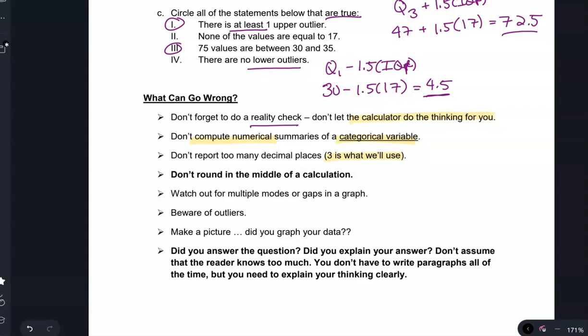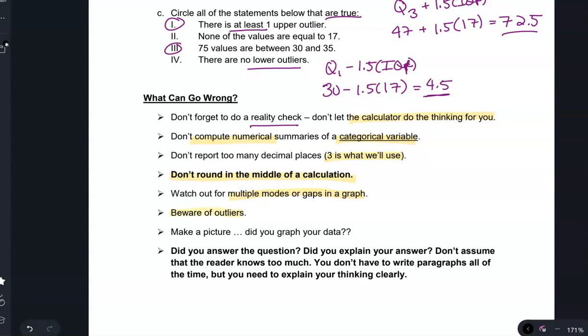Don't report too many decimal places. We're going to use 3. You can use more than 3, but 3 is just fine. Don't round in the middle of a calculation. Wait till the end. So when I say round to 3, that's at the end. Watch out for multiple modes or gaps. There was an example we did with a gap just a little bit ago.